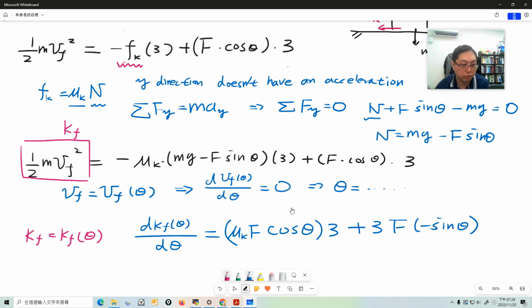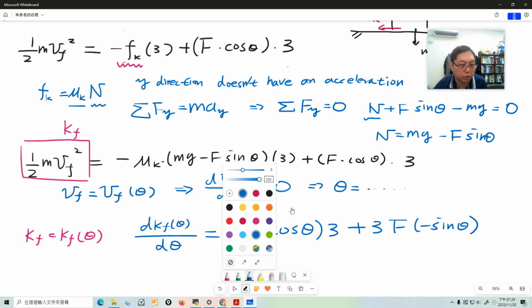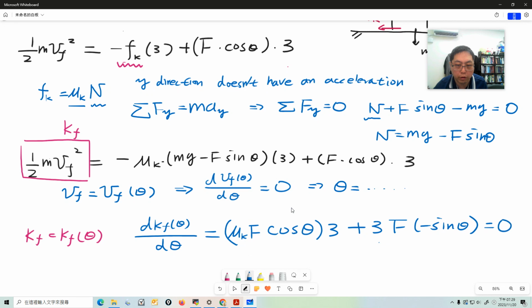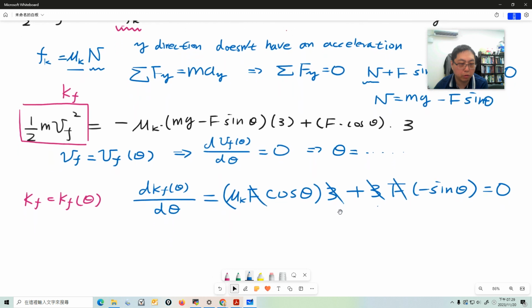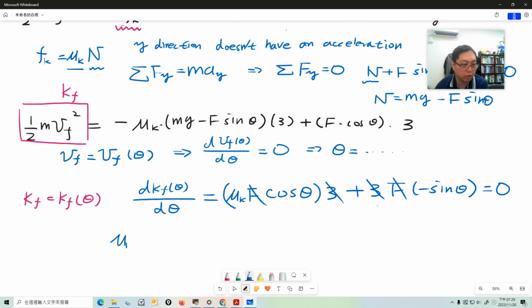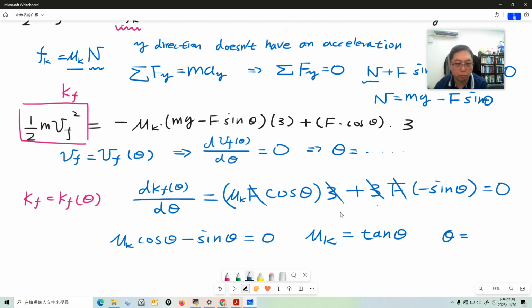And then if the derivative equals 0, you will find an extreme value. If this is 0, we can divide by 3, divided by F. Oh, everything becomes so simple. So you will have mu_k cosine theta minus sine theta equal to 0. So you have mu_k equal to tangent theta. So theta will be arctangent mu_k.